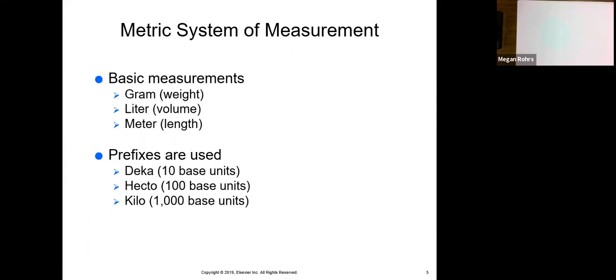So, like I said, the base unit of weight is going to be the gram, the base unit of volume is the liter, and then the base unit of length is the meter. And then depending on what prefix we add before these words will indicate how far from the base unit we are going, whether that's going to be larger or smaller. And I will, like I said, show you some examples of that in just a little bit.